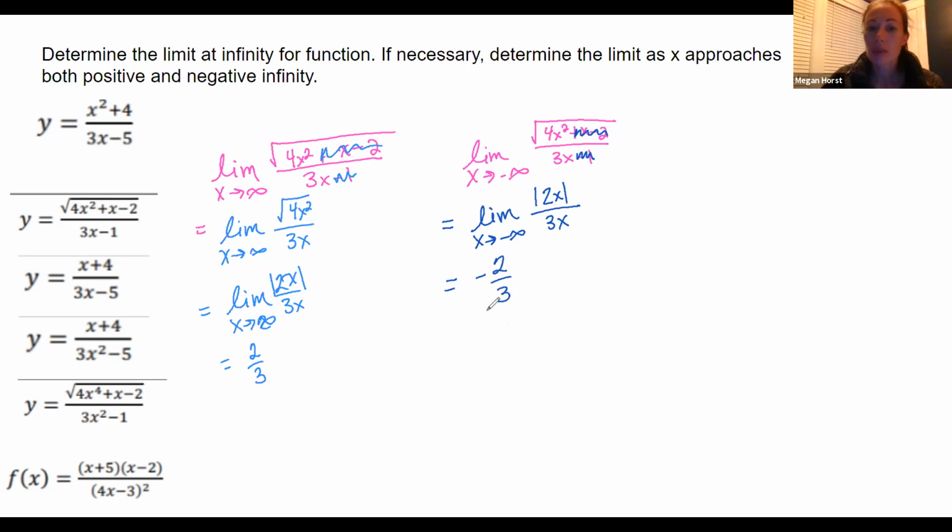So what you would see with this function is you would see 2 horizontal asymptotes at y equals 2/3 and y equals negative 2/3. And if you want to, you can go ahead to Desmos just so that you can kind of see it for yourself. But you'll see that there are 2 horizontal asymptotes in this problem.